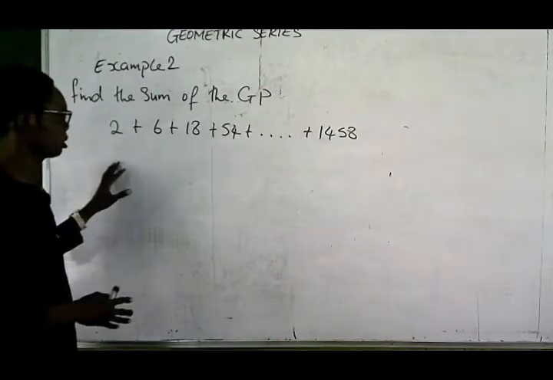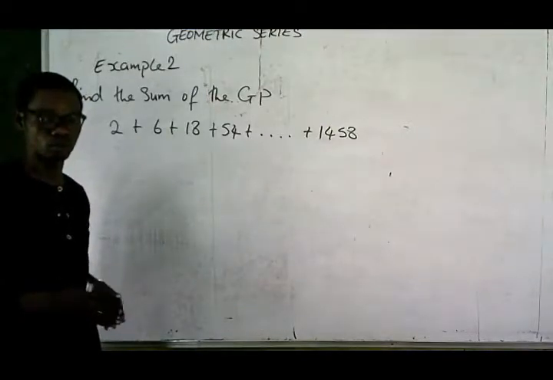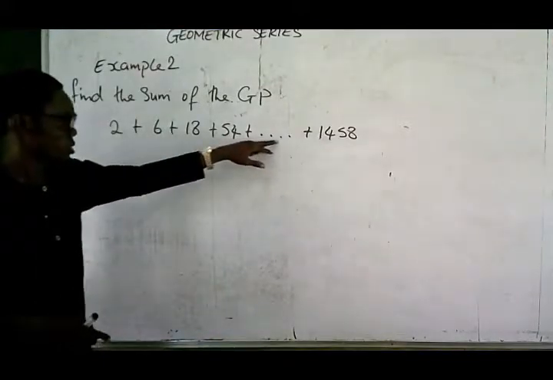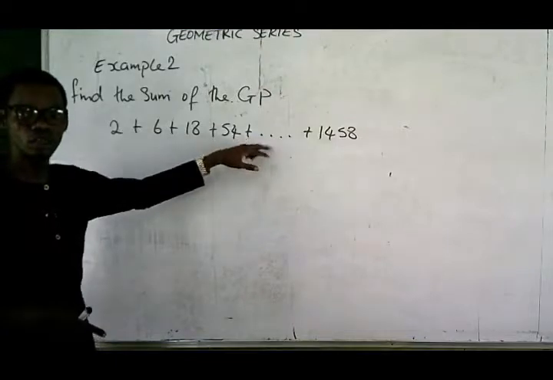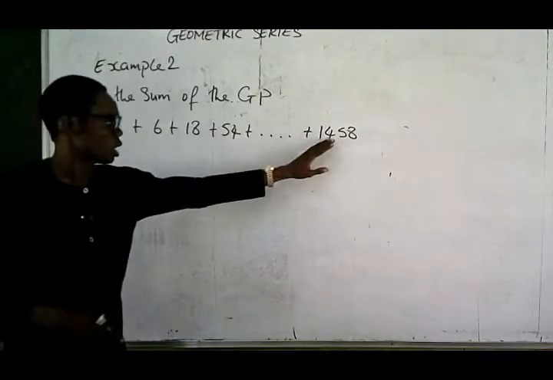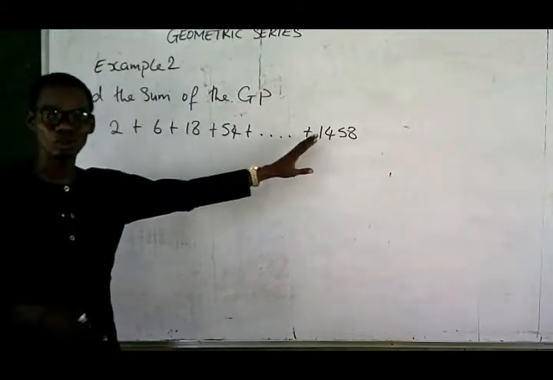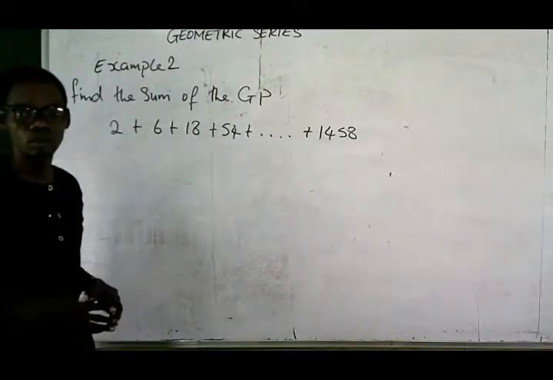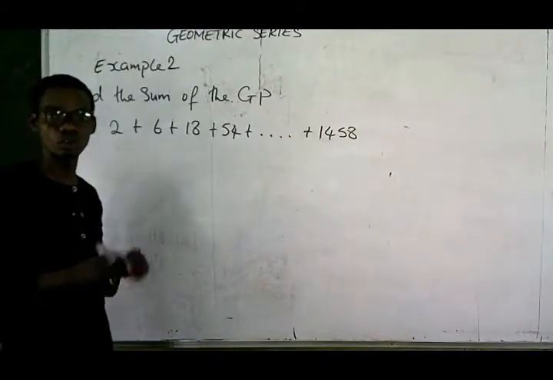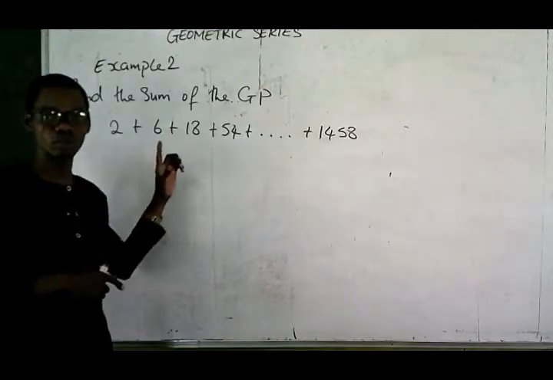Now if you check this series very well, you will discover that we don't really know the number of terms. We don't know the number of terms because there is a space. This space you have here shows that there are numbers in between this 54 and 1458. So because of that, we don't really know the number of terms. So before we can find the sum of this geometric series, we have to know the number of terms.